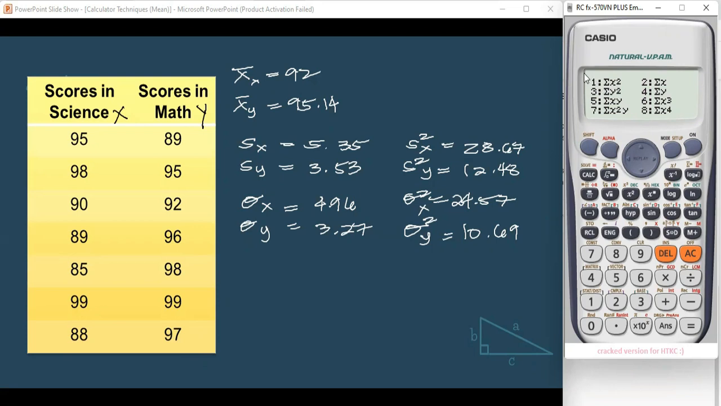Hindi na lang po siya limited sa the summation of x and the summation of x squared. So meron na rin po siyang the summation of x squared, the summation of x, the summation of y squared, the summation of y, the summation of xy, the summation of x3, the summation of x squared y, and the summation of x4. So kung makikita nyo po, kompleto na siya.